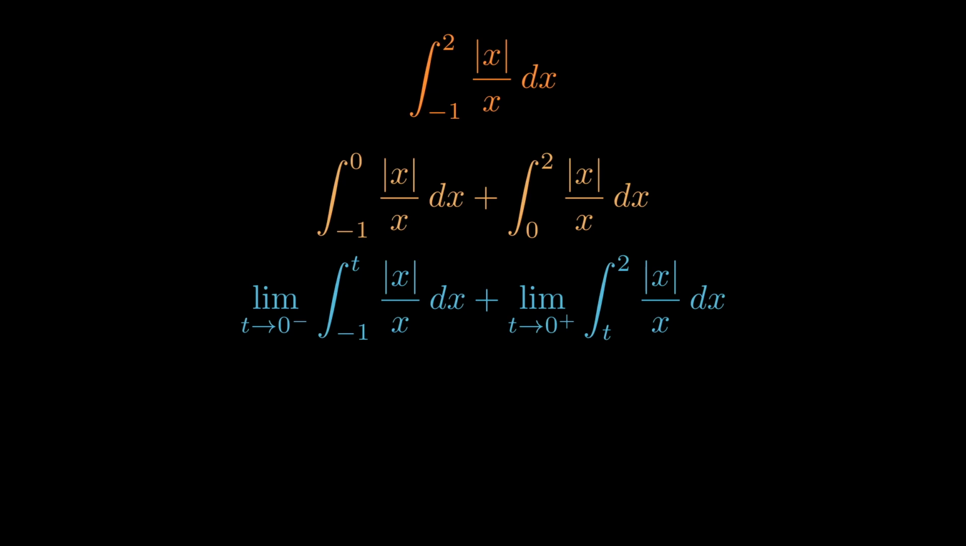And the reason is that absolute value of x over x to the left-hand side of 0 is always minus 1. And then for the second limit, the absolute value of x over x to the right of 0 is always positive 1. But since our integration length, the width, is 2, that means the second limit is 2. So we can add -1 and 2 to get 1 for the answer.